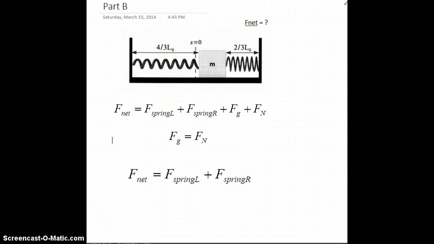For part B, we need to find the net force on the block at the instant the block is released. We must start from our fundamental principle, Newton's second law. We know that the net force is equal to the sum of all the forces acting on the block. Therefore, we should write that F net equals the force of the left spring plus the force of the right spring plus the force of gravity plus the normal force from the table. Since the object does not begin moving in a vertical direction, we can assume that the normal force and the force of gravity are equal, and therefore the vertical component of the net force is 0. The part of the net force we need to focus on is the horizontal component. We know that the sum of the forces of both springs will equal F net.